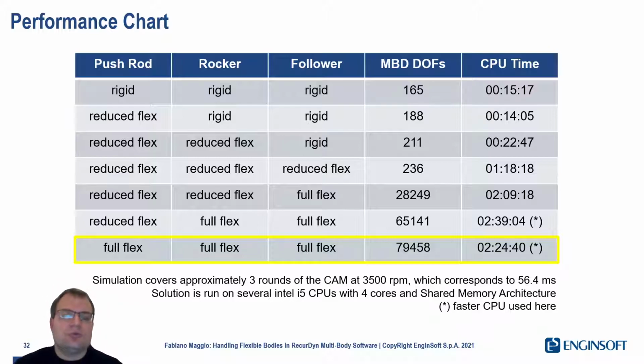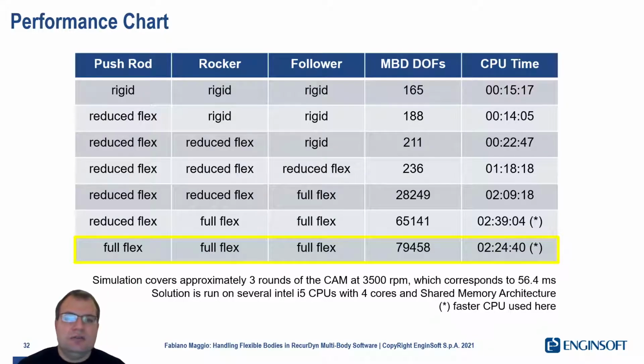Unfortunately, I could not run all tests on the same machine, so the latest two tests are made on a faster CPU. But the important effect to capture from this table is that there is, of course, a relation between the number of degrees of freedom and the CPU time. This relation is not linear. You see that going from the first to the second, although the number of degrees of freedom is growing a little bit, the CPU time is going down by 1 minute more or less.